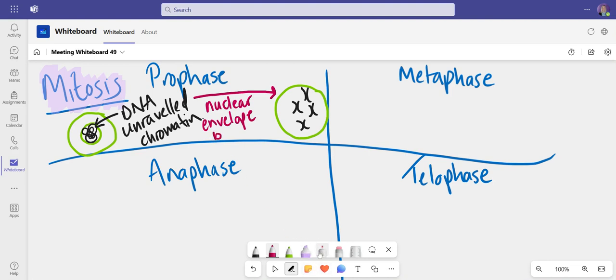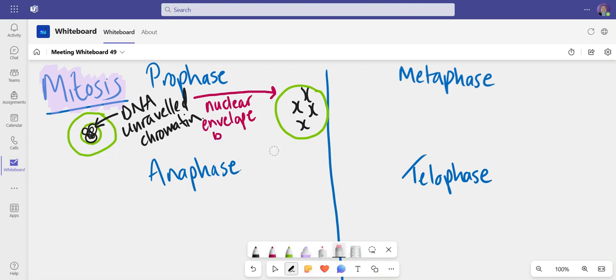Going to need a little bit more room. Let's move out this line and move it down a bit. So the nuclear envelope breaks down. That's the first thing. And the second thing is that the DNA condenses into chromosomes. Okay.